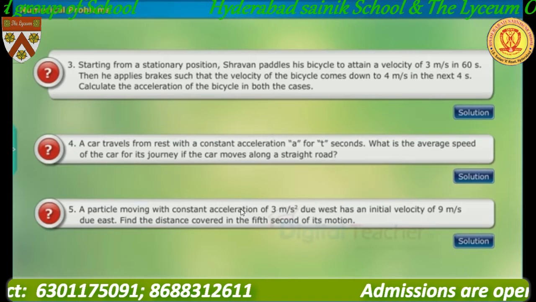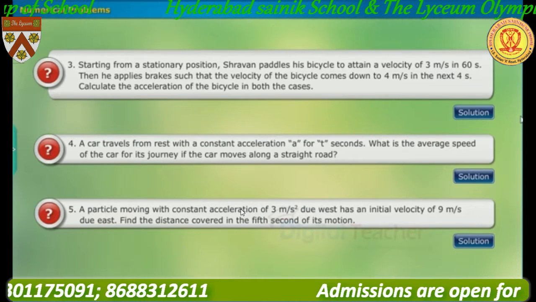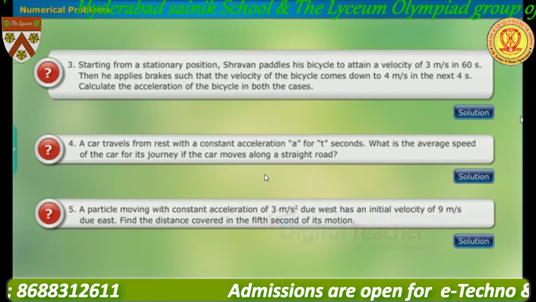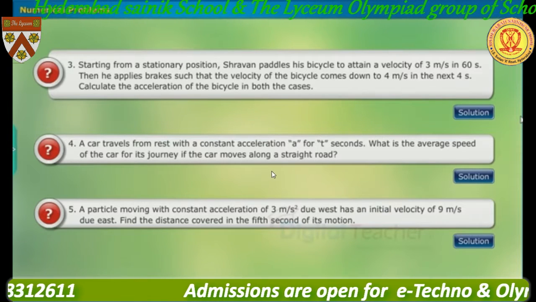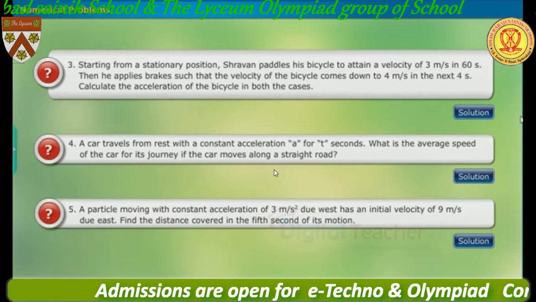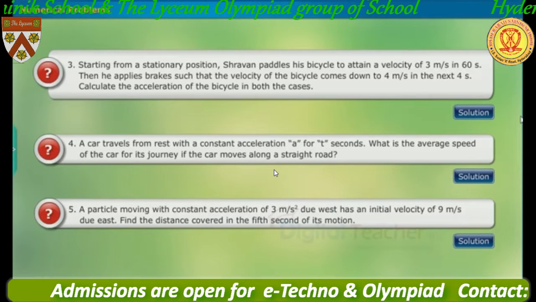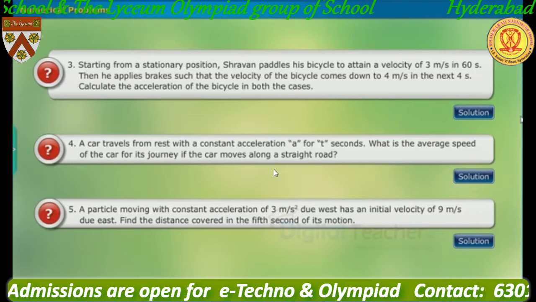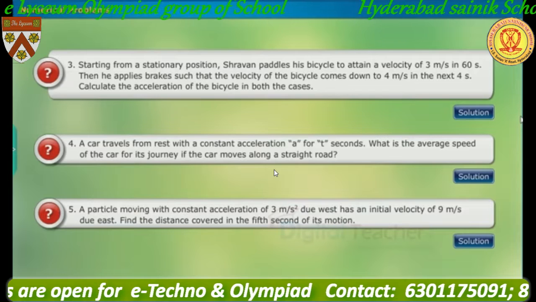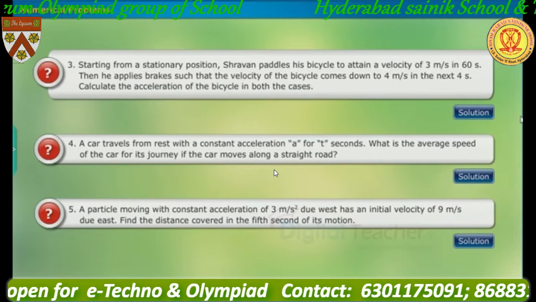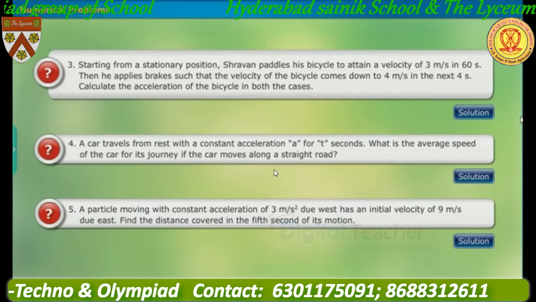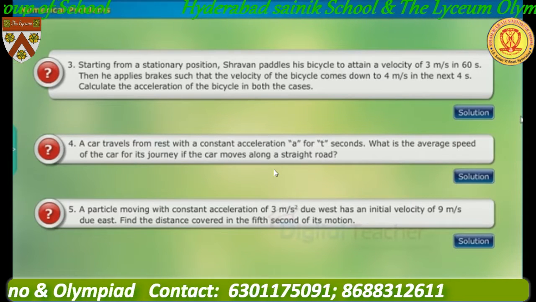A car travels from rest with a constant acceleration a for t seconds. What is the average speed of the car for its journey if the car moves along a straight road? A particle moving with constant acceleration of 3 meters per second squared due west has an initial velocity of 9 meters per second due east. Find the distance covered in the 5th second of its motion. Click the tab to view the solution.